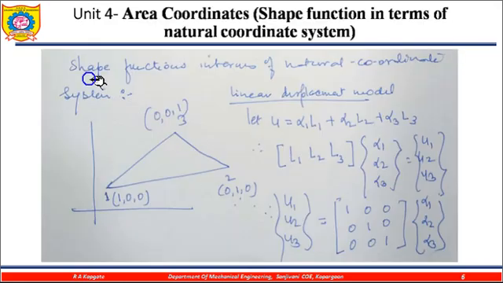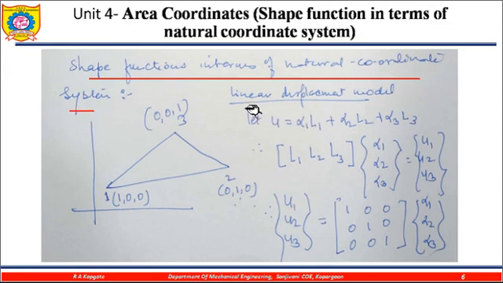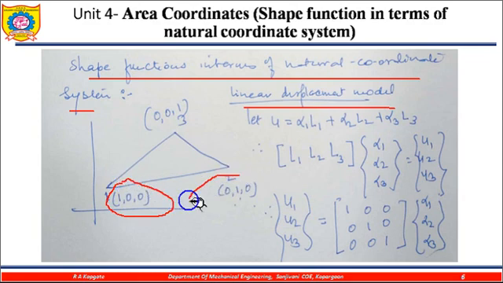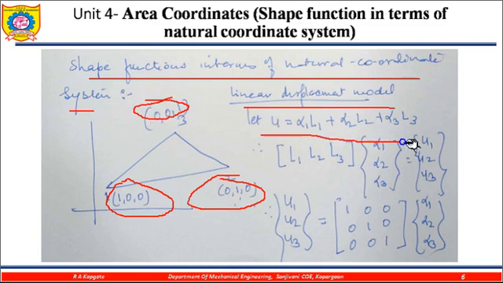Now let us move on to the shape function in the natural coordinate system. So let us take this good problem of a linear displacement model. This is node number 1, this is node number 2, and this is node number 3. And on every node, these are the coordinates: 1 0 0 is a coordinate, 0 1 0 is a coordinate, and the third coordinate is 0 0 1. Hence, as we know, first of all we write the problem as a linear equation: u is equal to alpha 1 L1 plus alpha 2 L2 plus alpha 3 L3.